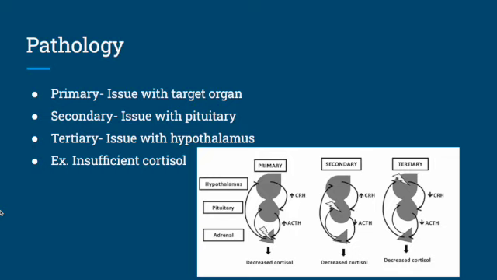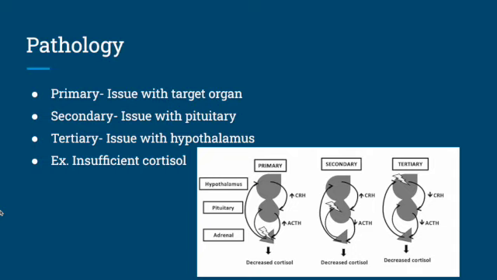hypocortisolism. And then in this third example on the right there, again, the corticotropin releasing hormone is effectively stimulating, or attempting to stimulate, the pituitary, which is attempting to stimulate the adrenal gland.